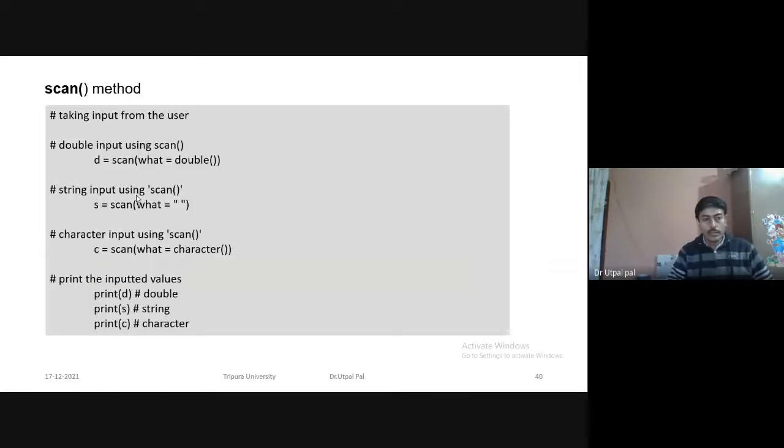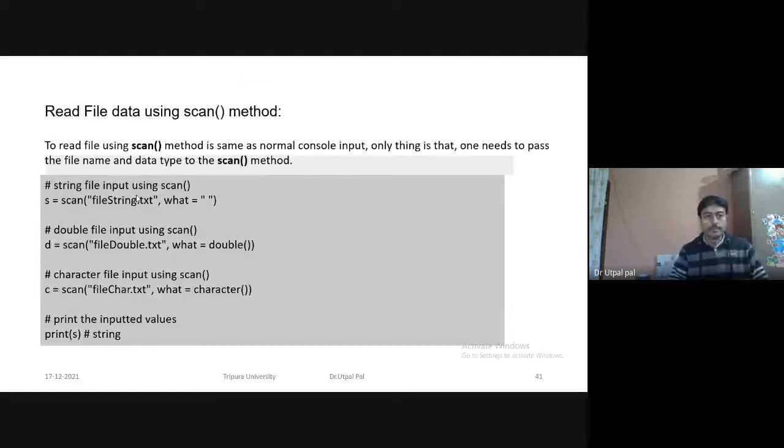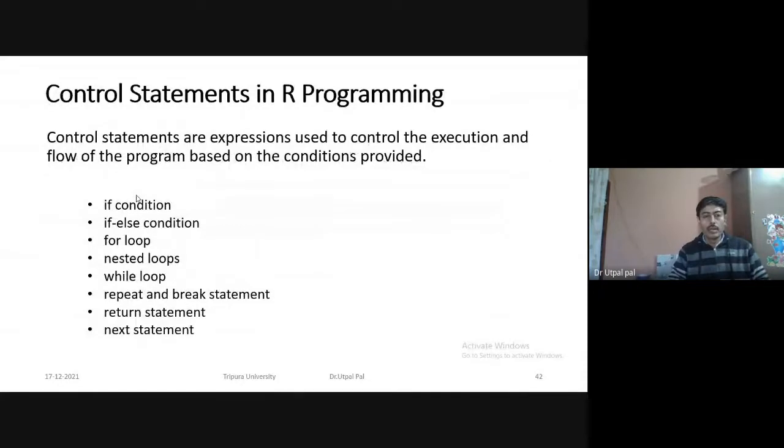And scan is another method for scanning data from the keyboard or reading a text file. In research, we may have several text files which we want to read, and that can be done using the scan function. We also have control statements here. We have different types of control statements in R, like if condition, else, if else, loops, and then nested loops. These are all supported by our programming language.